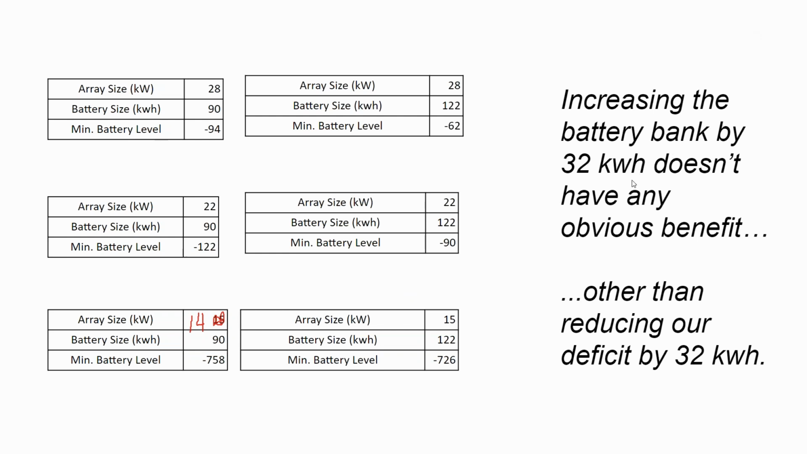It says increasing the battery bank size by 32 kilowatt hours reduces our deficit by 32 kilowatt hours. So, you know, the battery bank size, unlike the solar array, which has a lot more variability, the battery bank size is kind of more linear.